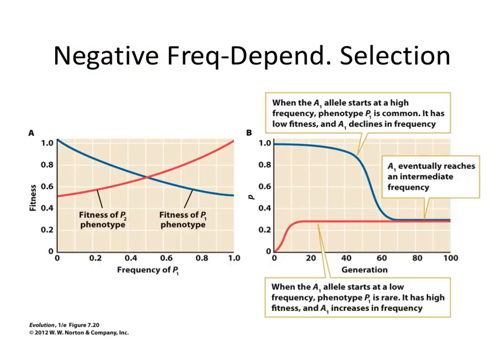So that's positive frequency dependent selection. If I was going to summarize that in one phrase or one sentence, I would say when it's good to be common. Alleles that are beneficial when they're common. The opposite is an even more difficult story to tell. Or maybe not. Maybe you can help me out.